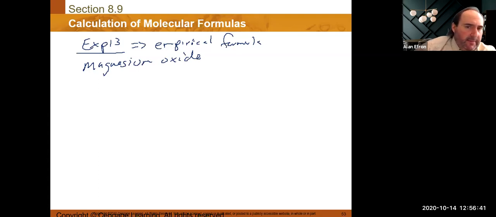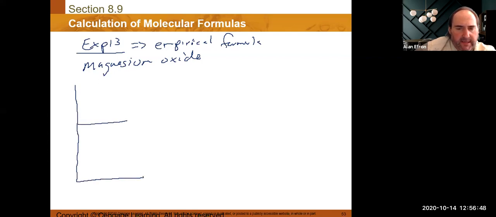In this experiment, what was going to happen is they were going to take a crucible, the same crucible we used in that last experiment, 12. Obviously they're going to weigh it empty. They would put some magnesium into that, and from the difference you would get the mass of the magnesium to start with.